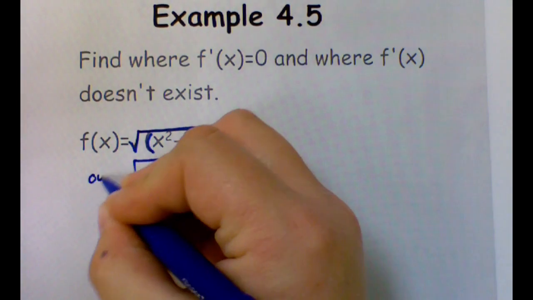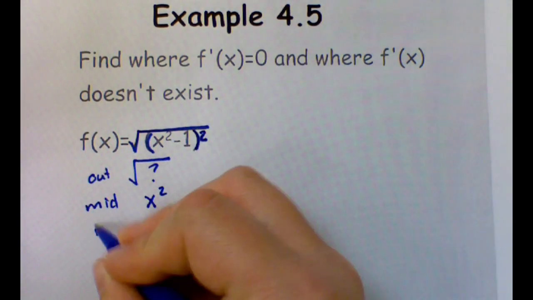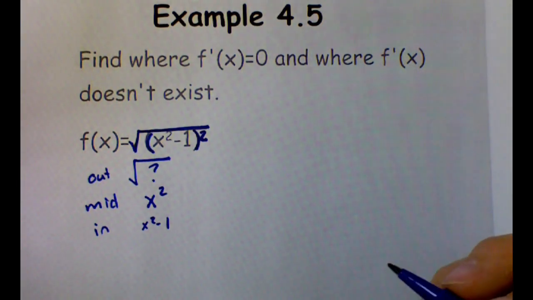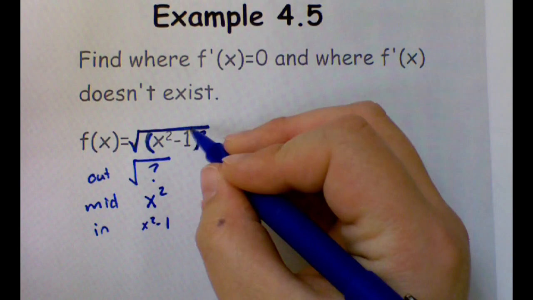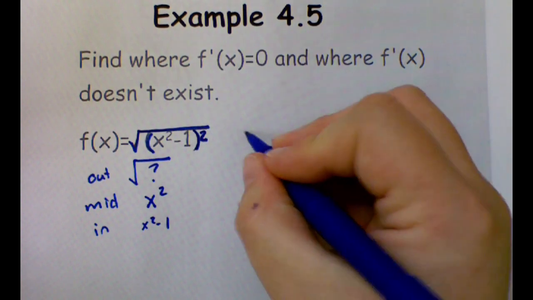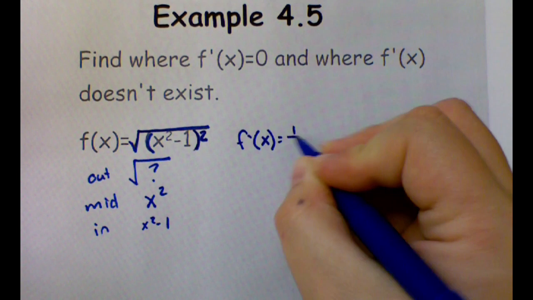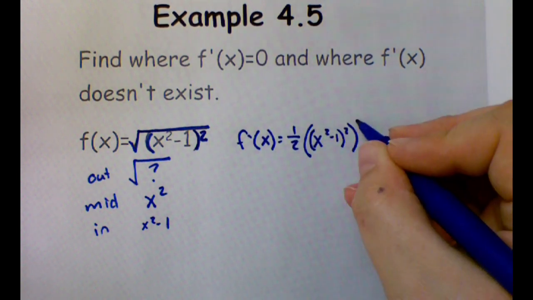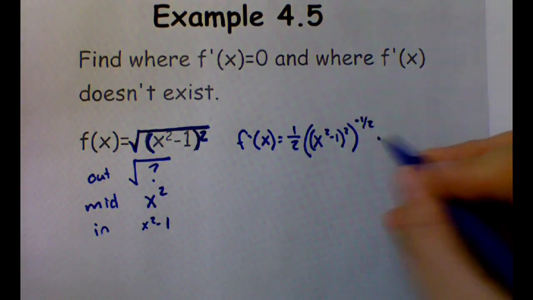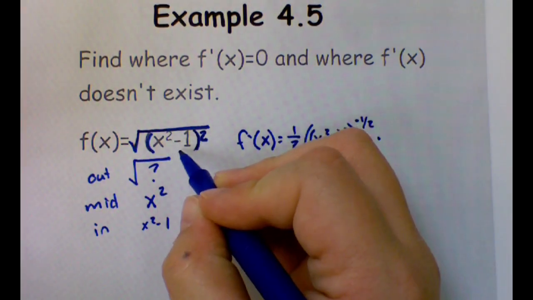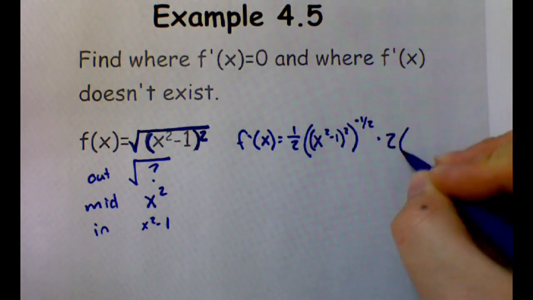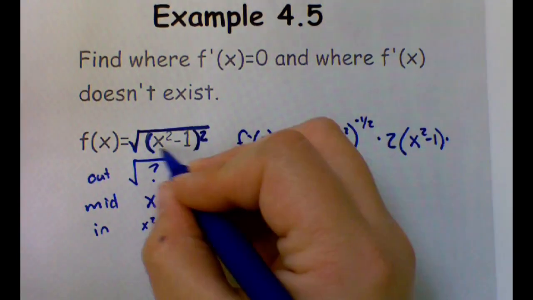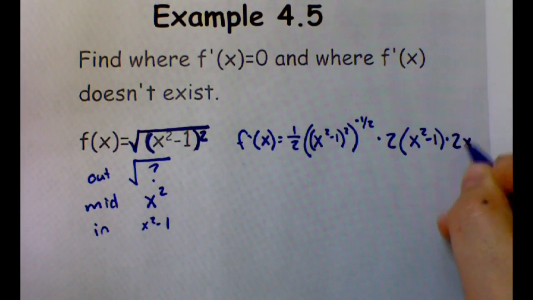So we're going to have an outer function, a middle function, and an inner function of x squared minus 1. So we're going to treat this as a triple chain rule. To do that, we start with the square root. To find the derivative of a square root, we make it 1/2 times the stuff inside to the negative 1/2 power times the derivative of the inside. So now I'm looking for the derivative of x squared minus 1 squared. Well, I bring down the 2, and I keep the x squared minus 1, and I subtract 1 from the power. Then I multiply by the derivative of the very inside, which is 2x.